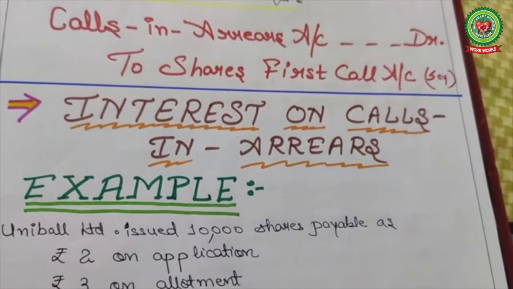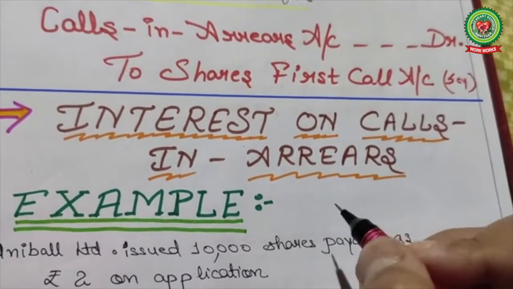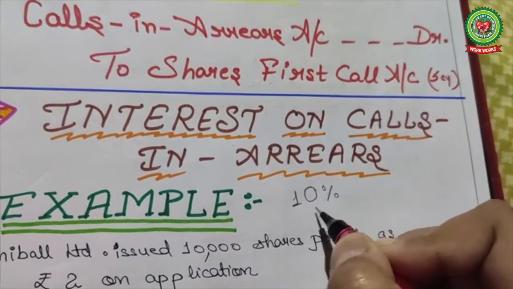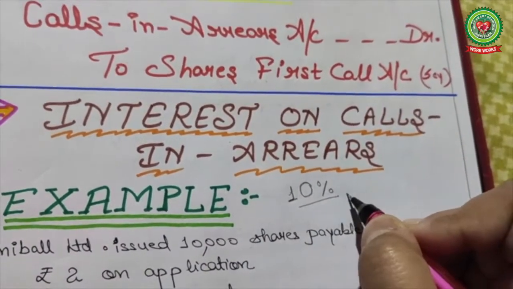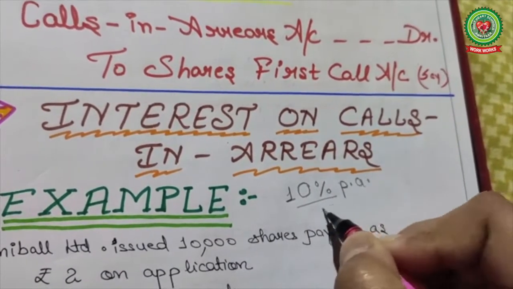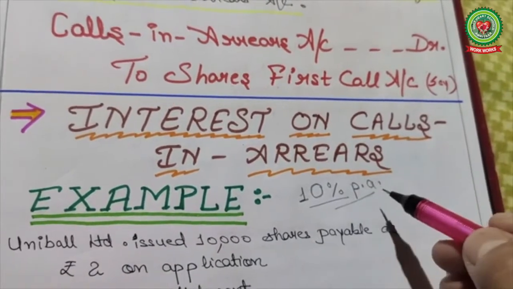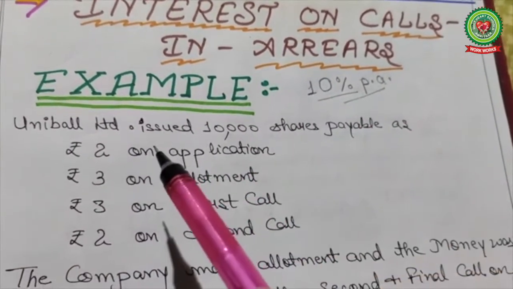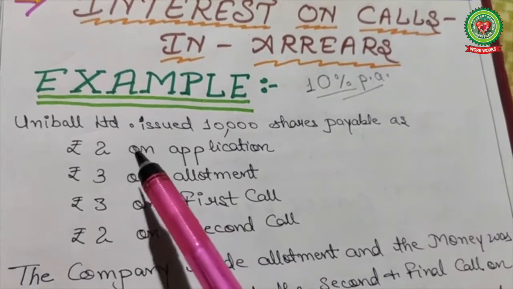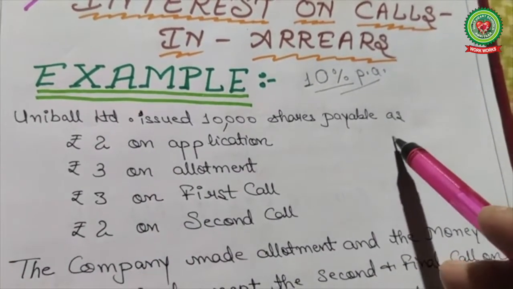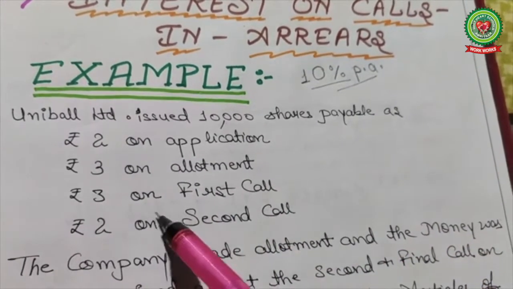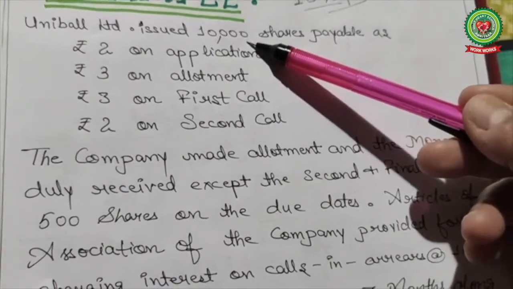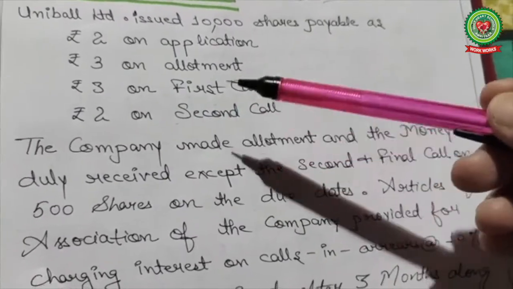Now the next part is interest on calls in arrears account. Interest on calls in arrears means that when the interest rate is not given in your sum, 10% per annum is charged by the company on the calls in arrears, as provided by the Companies Act. Let us understand interest with an example. Uniball Limited issued 10,000 shares payable ₹2 on application, 3 on allotment, 3 on first call and 2 on second call. So here 10,000 total shares, in installments of 2, 3, 3 and 2.